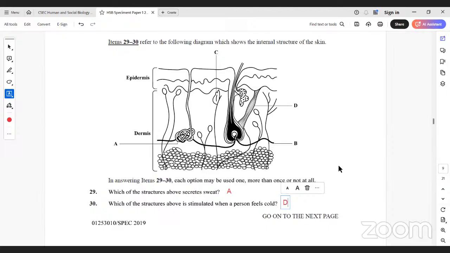Someone is saying, down here, if you are feeling cold, are you sure about that? If you're feeling cold, your hair is supposed to stand up in an attempt to trap a layer of air. All right? So just don't mix it.